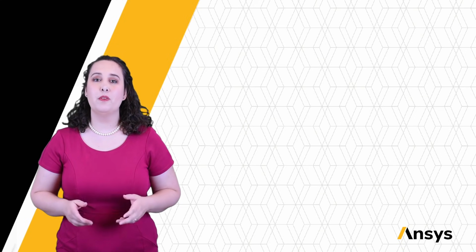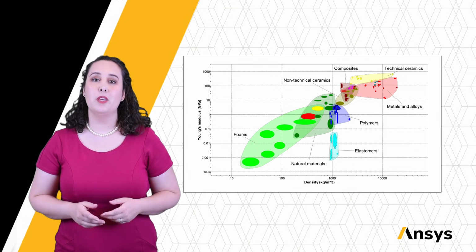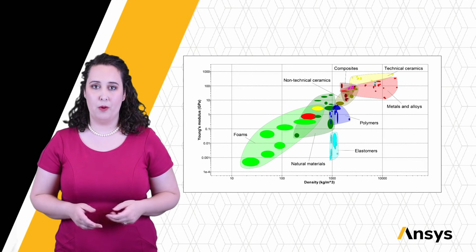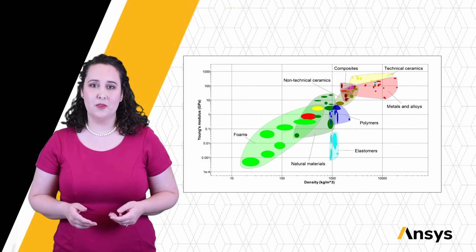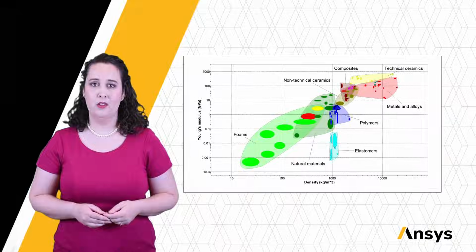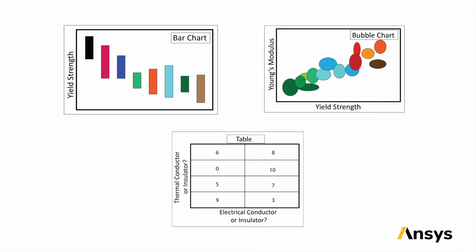In this video, we'll be focused on creating charts using the software. These charts can be used for visualization of material properties for both deeper conceptual understanding and as an integral step in material selection. Three types of charts can be created using Granta EduPack: bar charts, bubble charts, and tables.